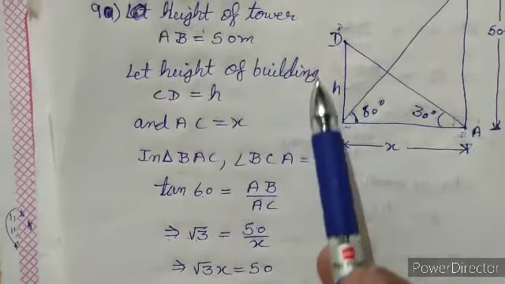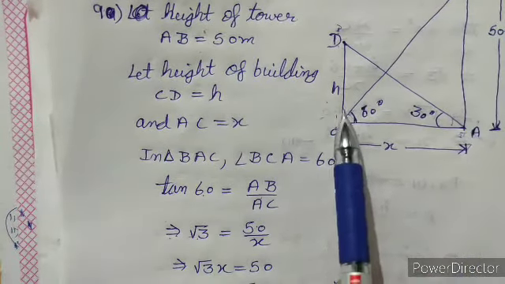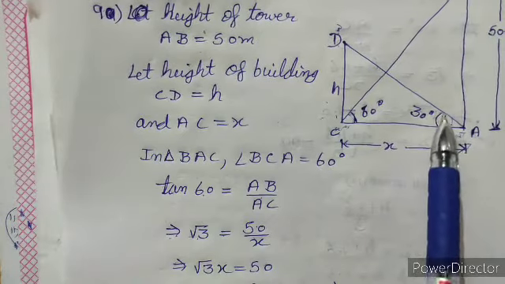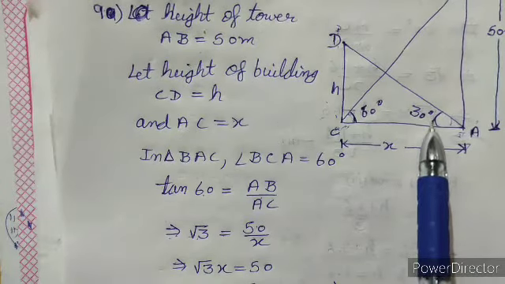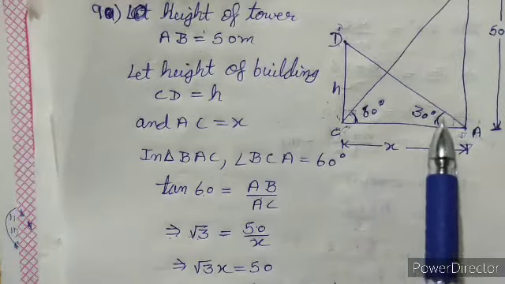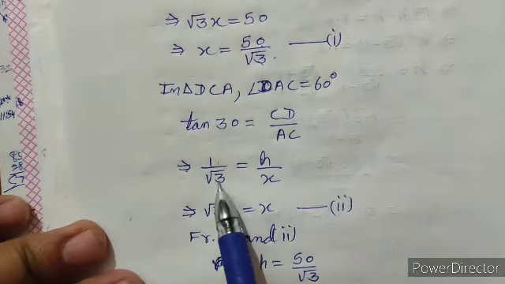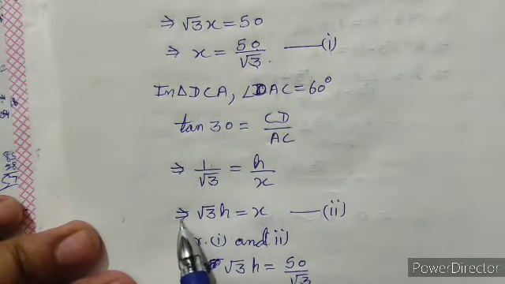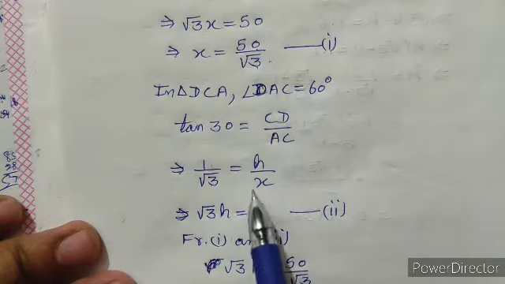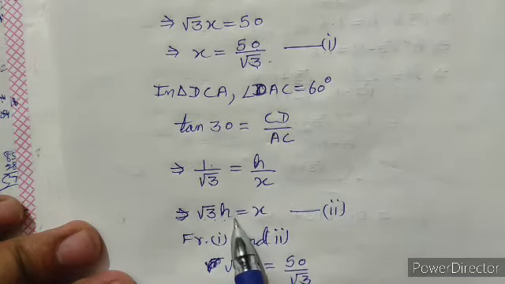Now in triangle DCA, which is right angled at C, angle A is 30 degrees. So tan 30 will be equal to CD upon CA, and that will be h upon x. Here the value of tan 30 is 1 by root 3. So on solving, this will give us the value of x as root 3 h.